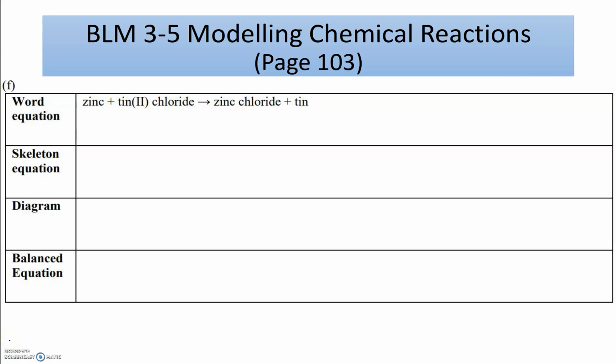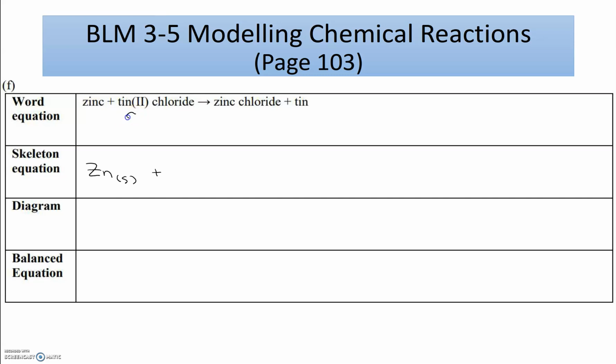Right, so for F, the word equation that we're given is zinc plus tin(II) chloride react to produce zinc chloride and tin. So our first step, we're going to write down our skeleton equation. So I've got zinc, and I've got tin(II) chloride.